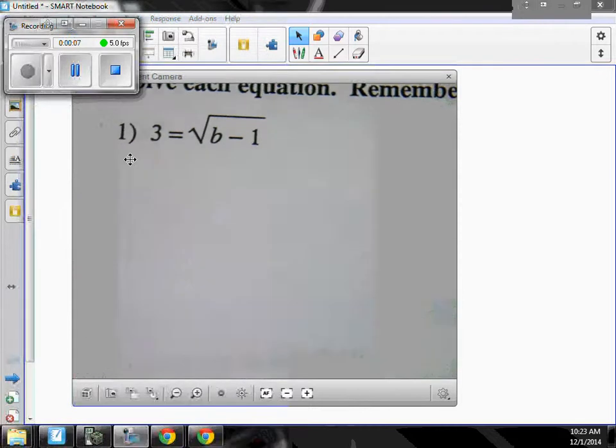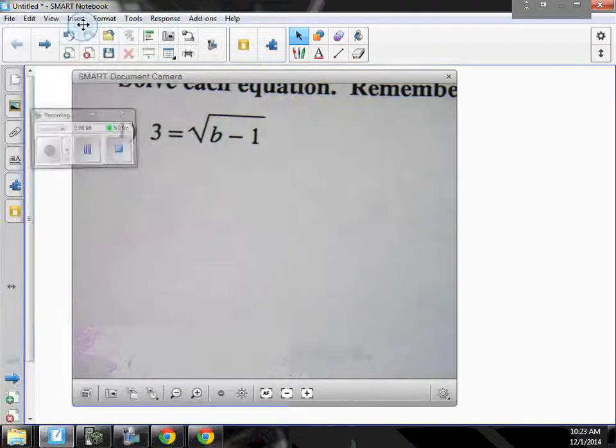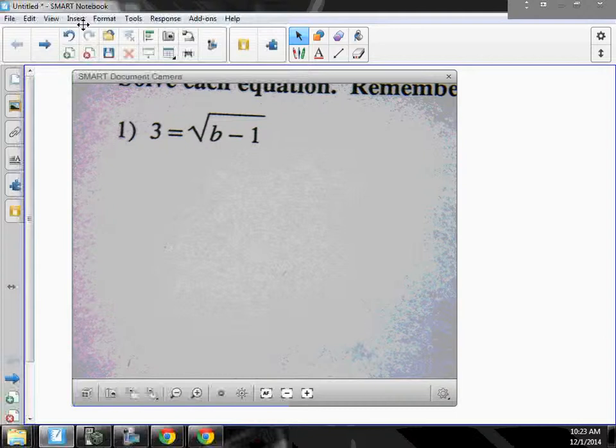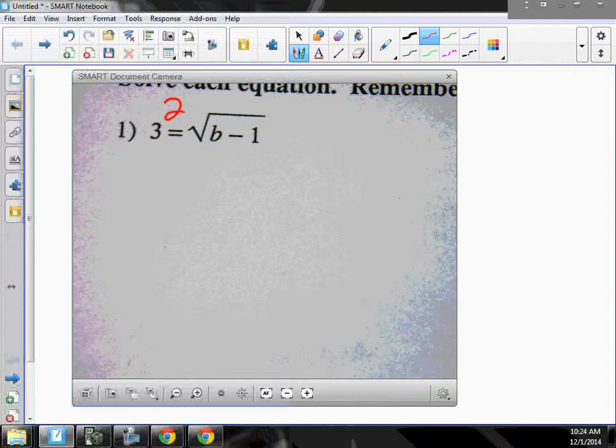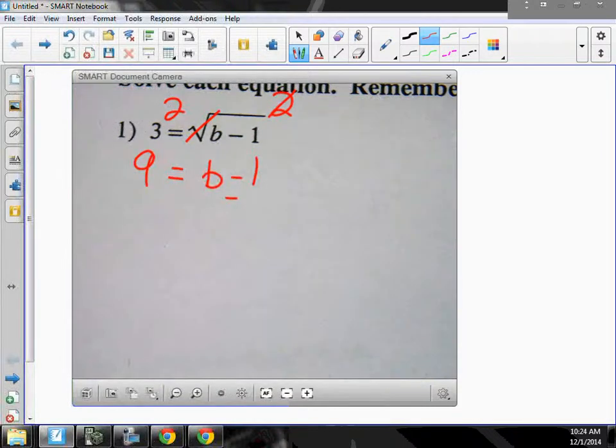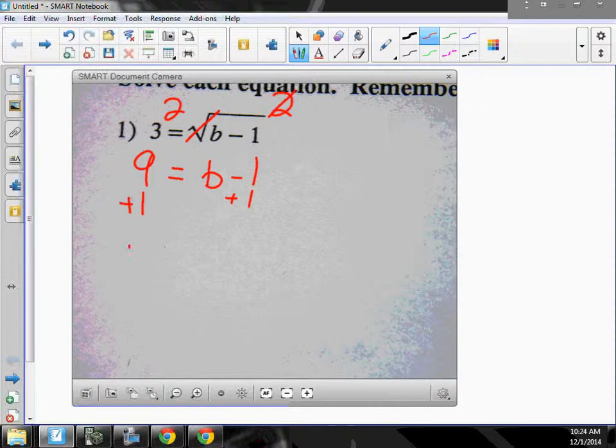So here we have 3 equals the square root of b minus 1. So you're going to need to get that b by itself, and we have to undo a square root. How do you undo a square root? Square it. So I'm going to square this, and I get 9 equals the square root and the square cancel. So I have b minus 1. Now I just add 1, and I get b equals 10.